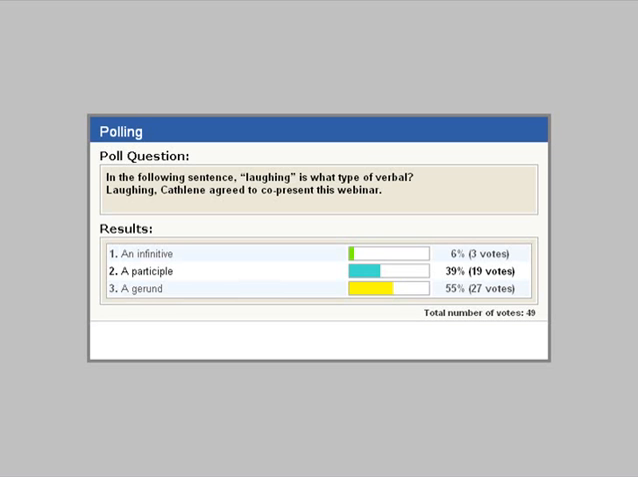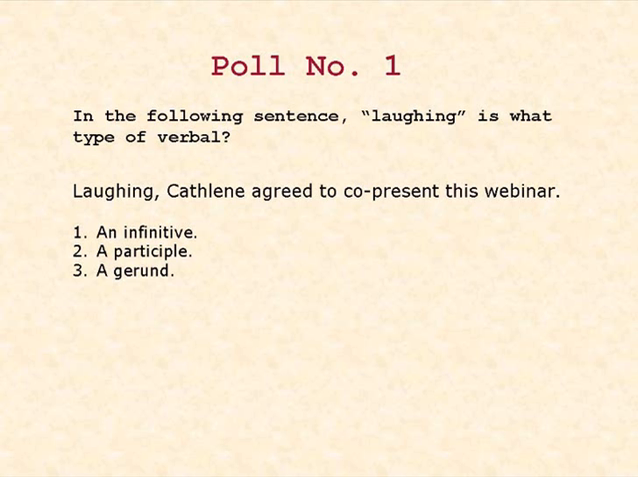It looks like most of you guessed incorrectly. If you said participle, you are correct.